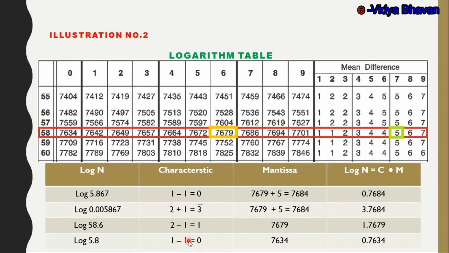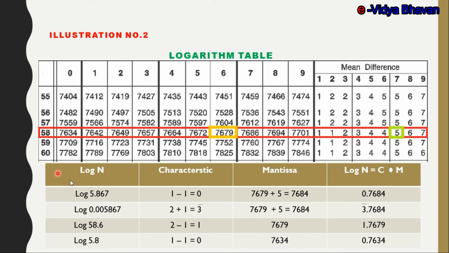Now let us study the mantissa part. The mantissa part is very important. Here if it is a 4 digit number, the normal way: 58, 6, and then the last one is 7, we will see in the mean difference. Now dear students, if you see the second example also, in the same way we will see 5, 8, 6, 7. So here it was 7679 plus 5. So this was the mantissa in the first example, and this was the mantissa. So in the first and second examples, the mantissa is coming the same.